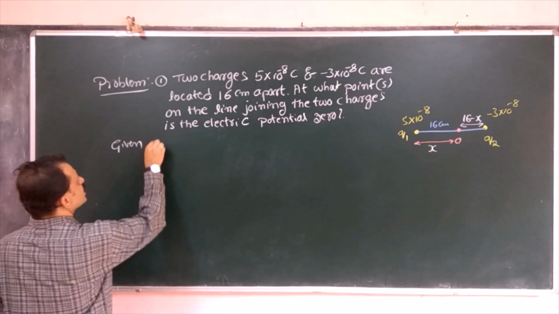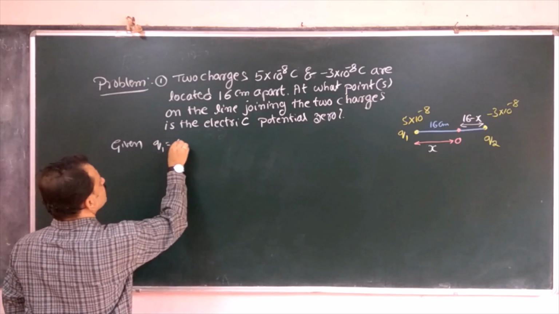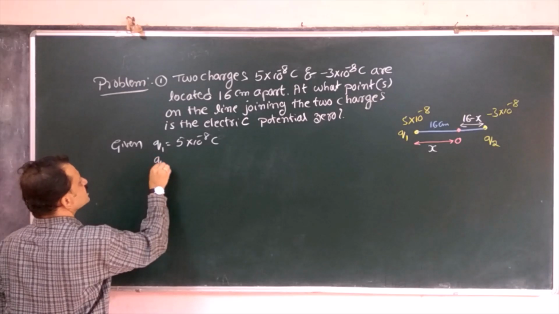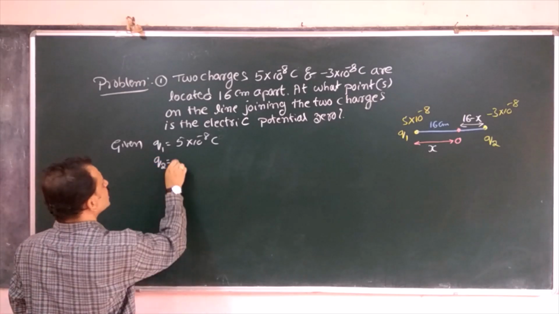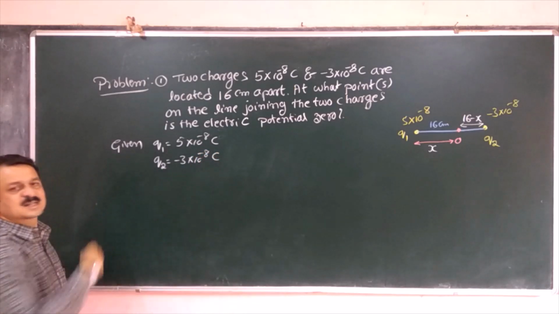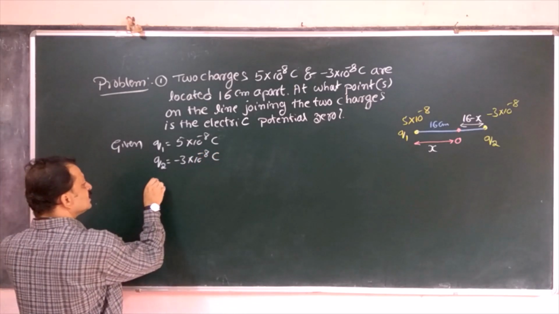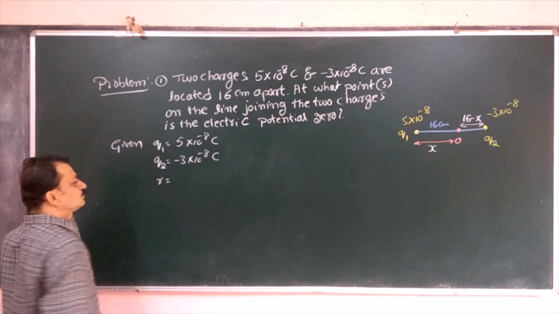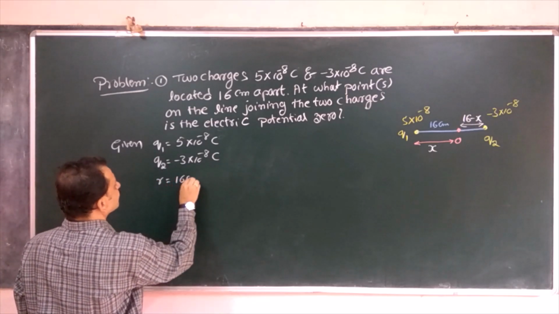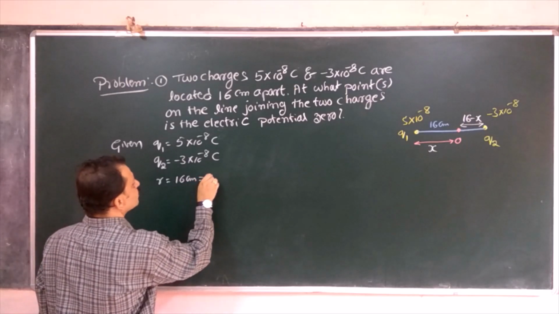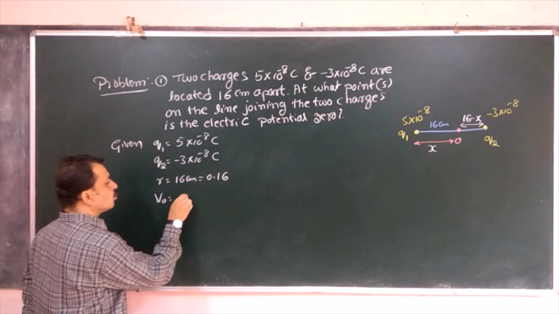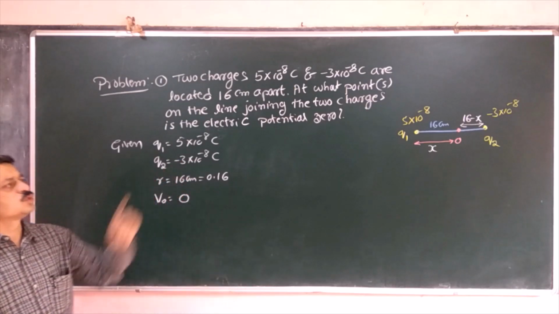Now Q1 first charge is given, it is 5 into 10 to the power of minus 8 coulomb, and second charge is given, it is negative charge, minus 3 into 10 to the power of minus 8 coulomb. The distance of separation between the two charges, that is R, is given. R is equal to how much? 16 centimeter. Centimeter ಕೊಟ್ಟಿದ್ದಾನೆ, so meter ಗೆ ಕನ್ವರ್ಟ್ ಮಾಡ್ಕೊಳ್ಳಿ. 0.16 is given.